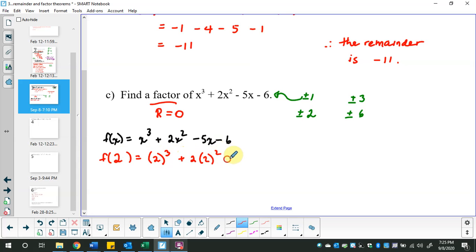So 2, 2, 2. So it's 8 plus 8 minus 10 minus 6. There's 16 positives and 16 negatives. So I did it. So that means one of the factors uses 2. That does not mean 2 is a factor.